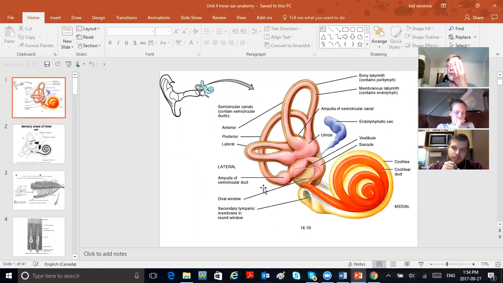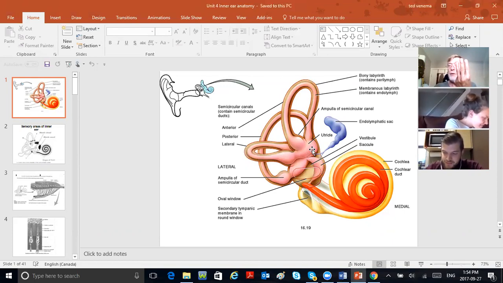There are three parts to that system. One's called the saccule. Look where my cursor is. The saccule. The other one's called the utricle. Saccule means little sac. Utricle means little uterus. Now, don't ask me, I didn't make it up. These are little bags, little sacs.